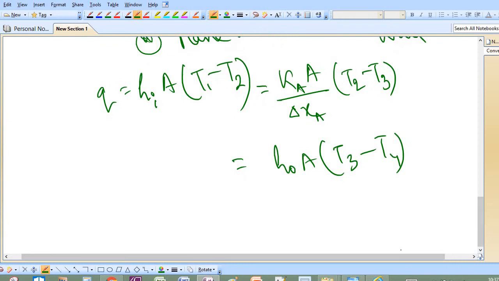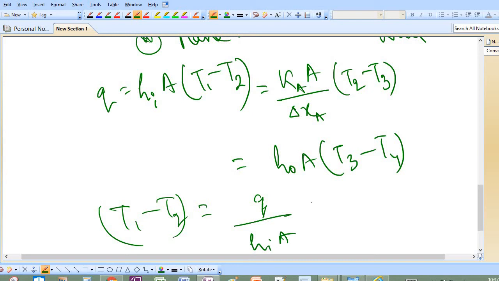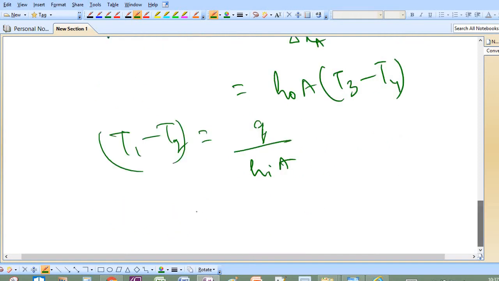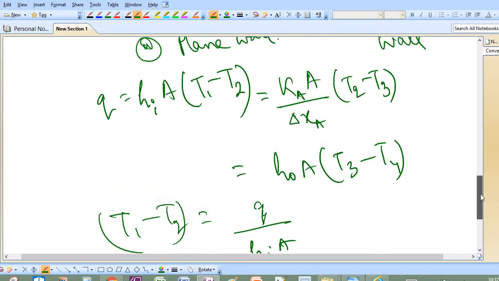Now, expressing 1 by HIA, delta XA by KA, and 1 by HOA as resistances, and combining these equations, what can we get? We can get these equations as, if we combine this, we can get here. If we do T1 minus T2, T2 minus T3, how? Let me solve this. T1 minus T2 equal to Q by HIA. Again, if we write T2 minus T3 is equal to, what do we have?